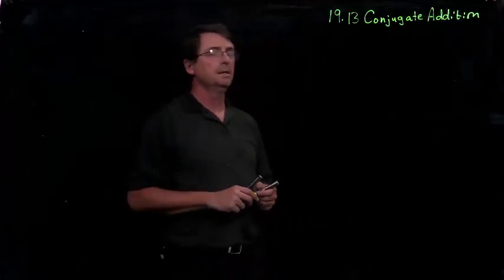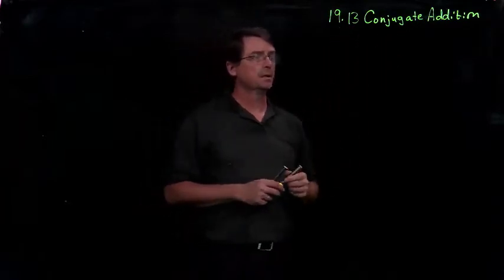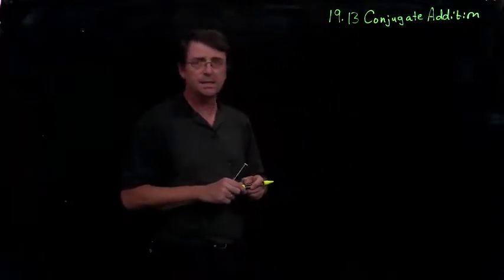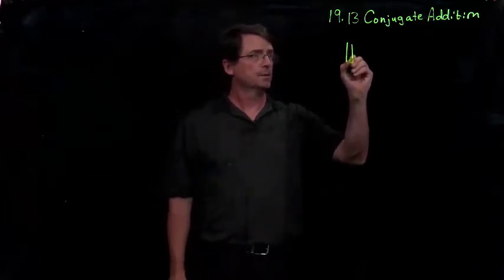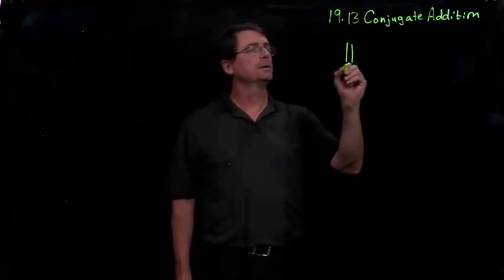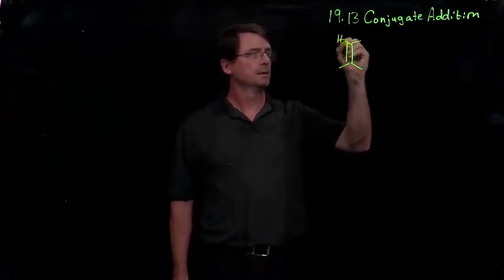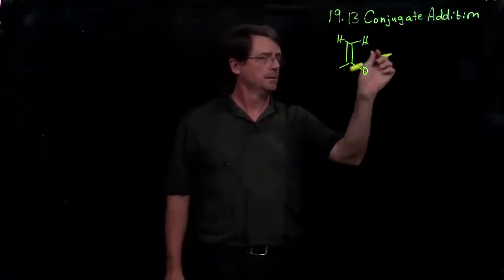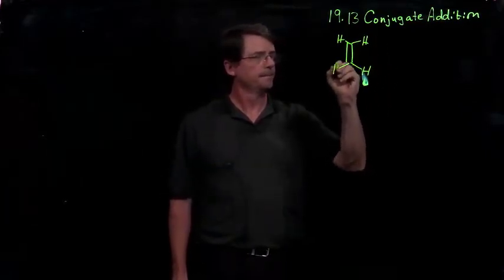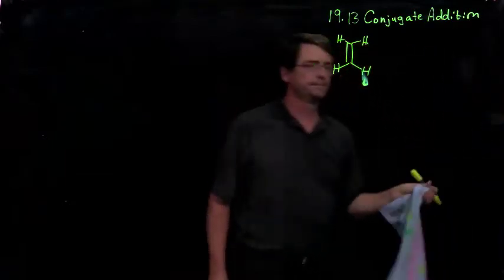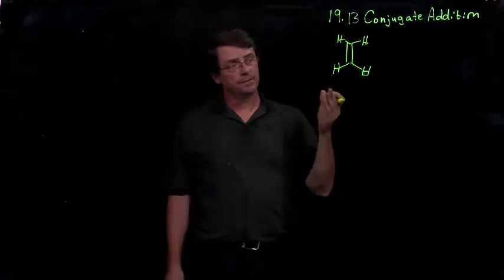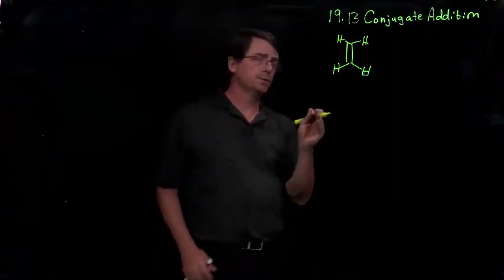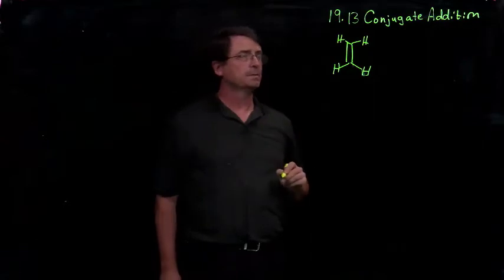All right, the last synthetic section in chapter 19 is section 19.13, conjugate addition. Okay, we're going to see the reverse of the reactivity of alkenes. So with alkenes, we're accustomed to seeing them react as nucleophiles. In electrophilic addition, be it HBr, Br2, Cl2, the alkene is the nucleophile.